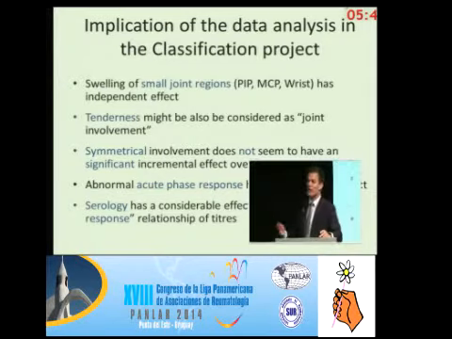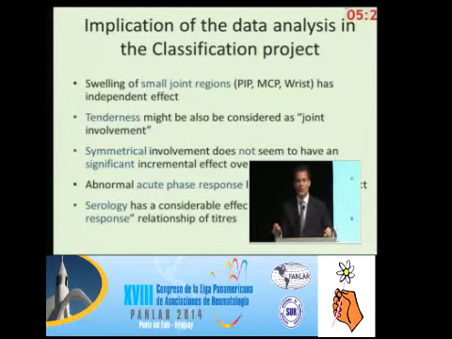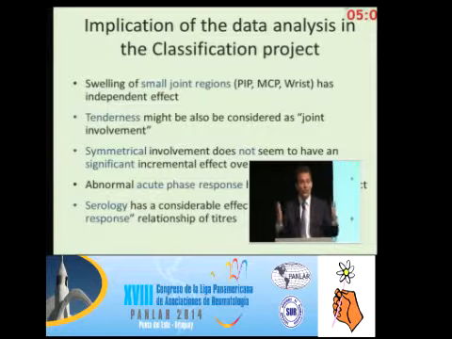So how did the data analysis at that time inform the criteria? Well, it told us swelling of small joint regions has independent effect. So PIP has independent effect on top of MCP involvement, on top of wrist involvement. So if you have one involved, it doesn't mean the others are useless. So each of them is important. We found that tenderness, based on this analysis, is important on top of swelling. So you may be aware that the new criteria now say, if you have this patient with one swollen joint and you do the joint exam, every tender joint counts as affected joint. And this is the basis for that recommendation.